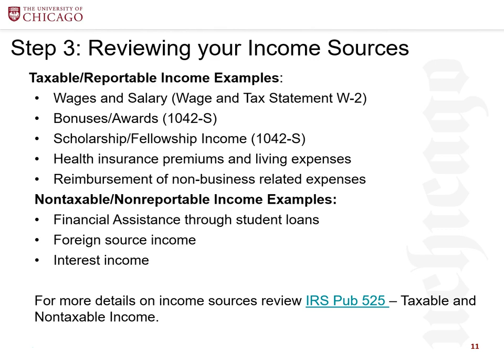First, we're going to talk about the difference between taxable and non-taxable. So you see listed on the slide some bullet points for taxable reportable income examples: wages and salary, bonuses and awards, scholarship fellowship income, health insurance premiums and living expenses, and reimbursement of non-business related expenses. All of these are considered both taxable and reportable. Now here's the difference between taxable and reportable income. Taxable income is income that you have to pay tax on. It's exactly what it sounds like. Reportable income can be taxable, but it's only income that you must report to the IRS or is being reported to the IRS on your behalf. It is not necessarily income that you have to pay tax on, and we'll talk a little bit more about that later.